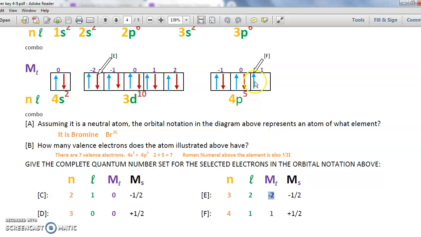What about this electron right here in this box? First number is a 4. I'm in the P, so my second number is a 1. The box number above it is a 1. The arrow is going up, so it's a plus half.